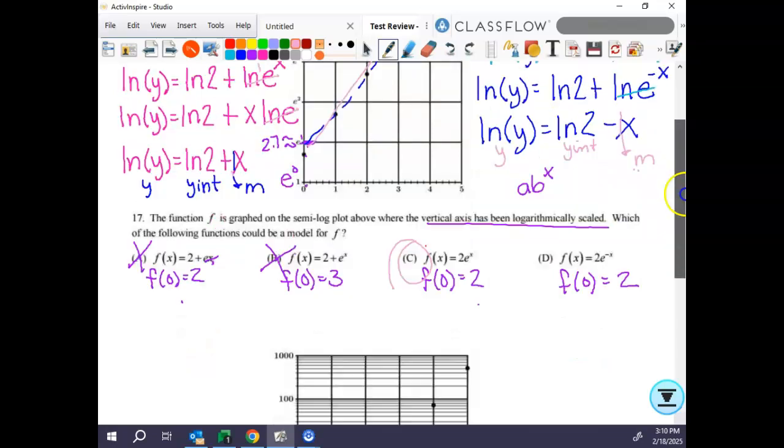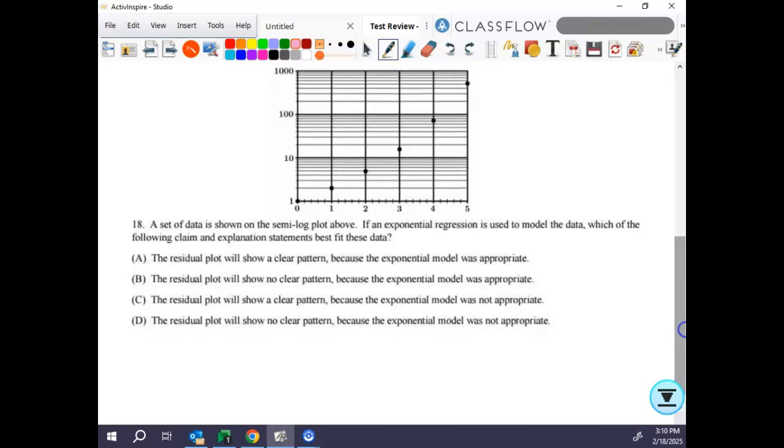All right. Let's look at this last one. A set of data is shown in a semi-log plot above. If an exponential regression is used to model the data, which of the following claim and explanation statements best fit the data? Remember, your ID makes a great straight edge, which I cannot do up here. But this does say, if the exponential regression is used to model this data.